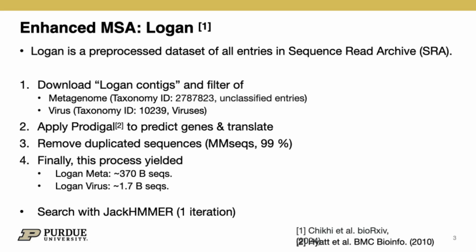Logan has a huge amount of data. It takes many hours to download it. At that time, the paper was available on bioRxiv, and the GitHub was already ready in spring. So we downloaded it. Against this database, we only did the jackhmmer search, one iteration, and added that MSA on top of the regular MSA in AlphaFold 2.